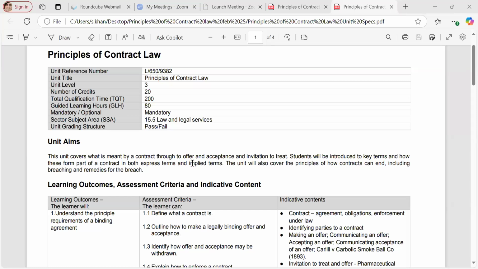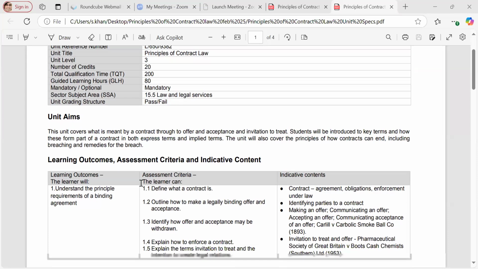What is contract law? And what is contract law in regards to how a contract needs to be written, what there must be to identify that a contract exists. And you look at key terminology, what forms part of a contract, so express and implied terms, and you look at how contracts can end, including breaching a contract and any sort of remedies for breach as well.